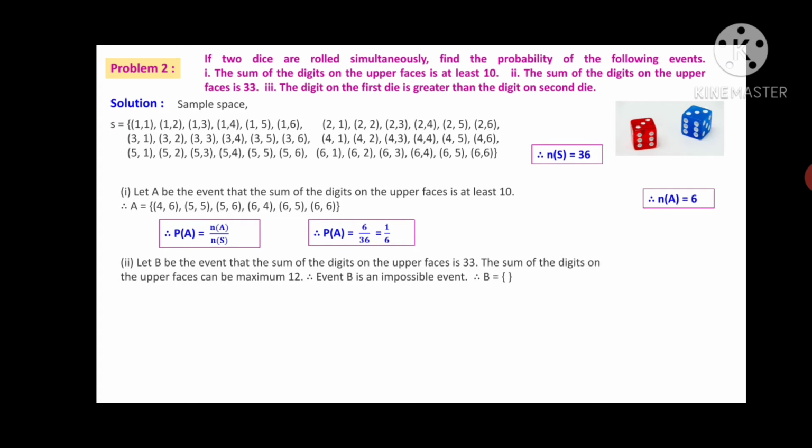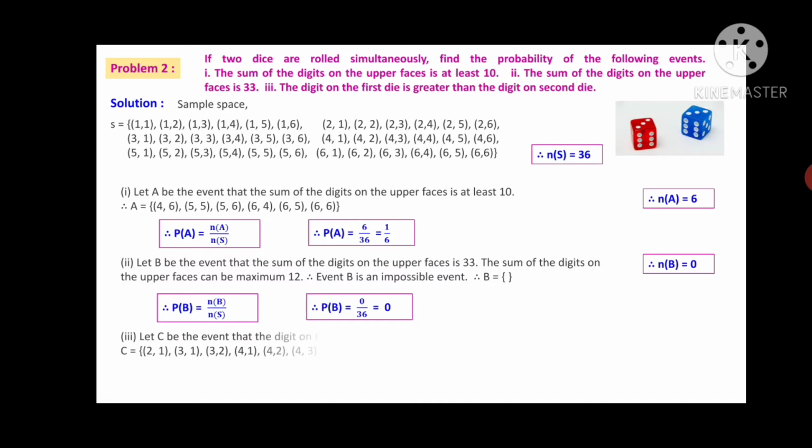Let B be the event that the sum of the digits on the upper faces is 33. The sum of the digits on the upper faces can be maximum 12, that is 6 6. Therefore event B is an impossible event. So B is an empty set, that is phi. Therefore N of B is equal to 0. Therefore the probability of B is equal to N of B upon N of S, so P of B is equal to 0 upon 36, that is 0.